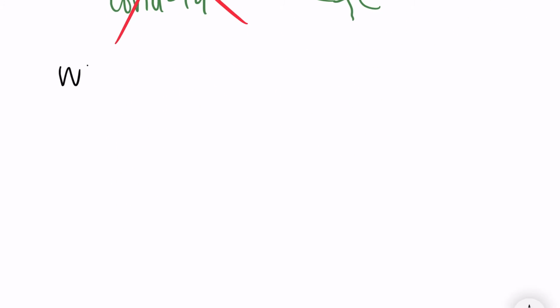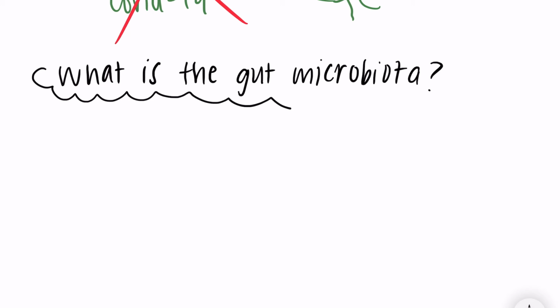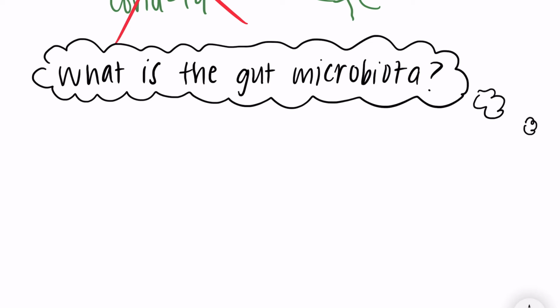So, what is the gut microbiota? The gut microbiota is the human body's largest population of microorganisms. These microorganisms live in the intestine, or the gut.